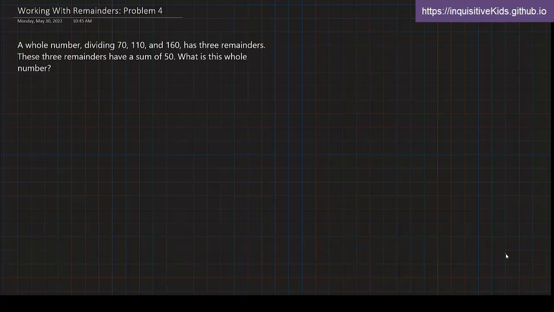A whole number dividing 70, 110, and 160 has 3 remainders. These 3 remainders have a sum of 50. What is this whole number?